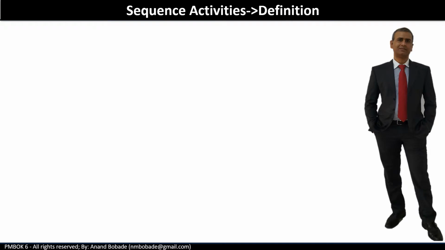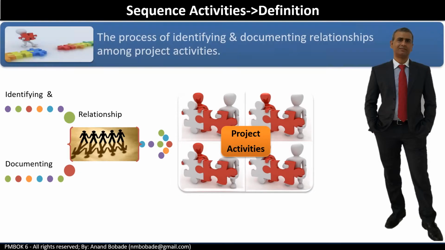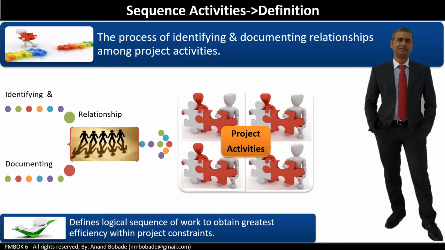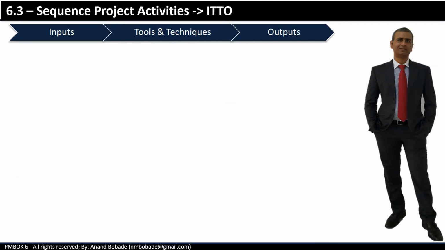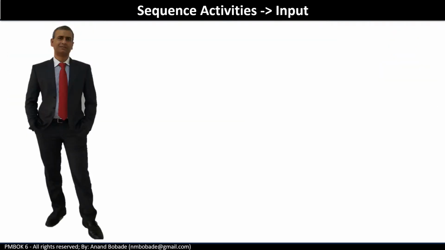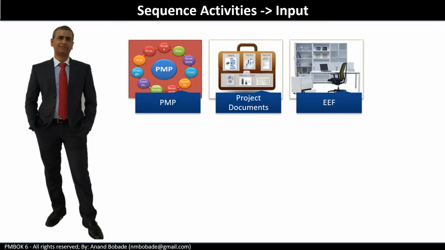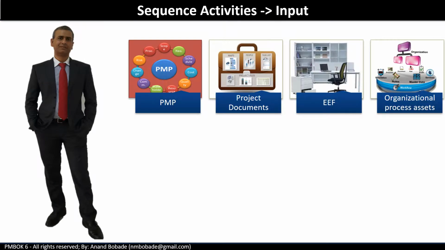Let's take a look at the process definition. Sequence activities is the process of identifying and documenting relationships among the project activities. The key benefit is it defines the logical sequence of work to obtain greatest efficiency within the project constraints. Let's look at inputs, tools and techniques and outputs. Inputs are the project management plan, project documents, enterprise environmental factors and organizational process assets.